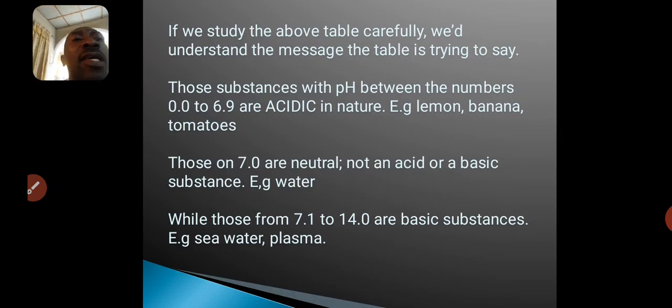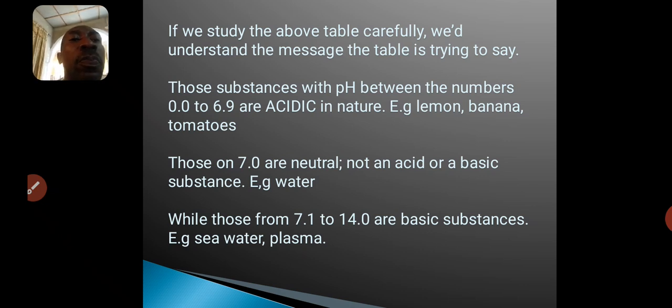Now, if you look at the table carefully, what can we get from the table? Those substances with pH values ranging from 0.0 to 6.9, they are acidic in nature. I believe we know that already. E.g., lemon, banana, tomatoes, they are acidic.